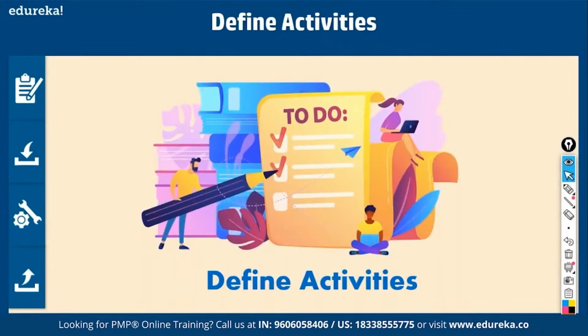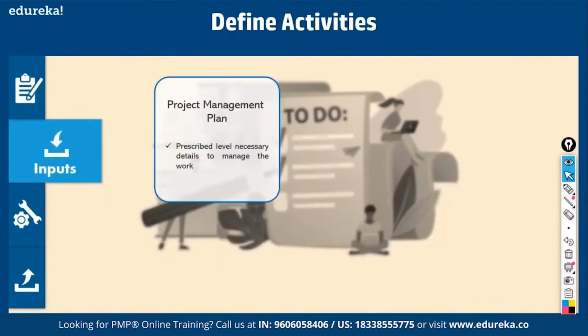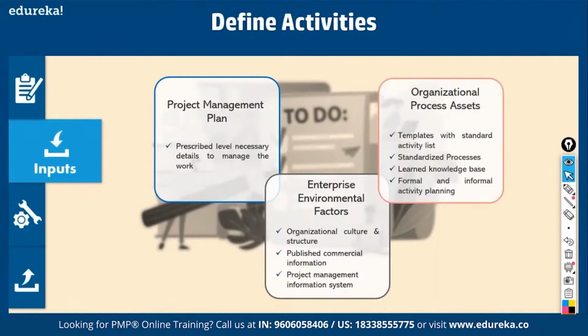Now we have to do the next process, define activities. That is, we'll break down work packages into activities. Okay, that is what is called define activities. Fine. So this is the process of identifying and documenting the specific actions that need to be performed to produce a deliverable. You break it down into activities. Fine. So what are the inputs? Project management plan that tells you how to do the decomposition. Fine, how to break it down. Okay. Enterprise factors, culture, structure, any PMIS, any tool, right? Then organizational process assets, templates that you can use.